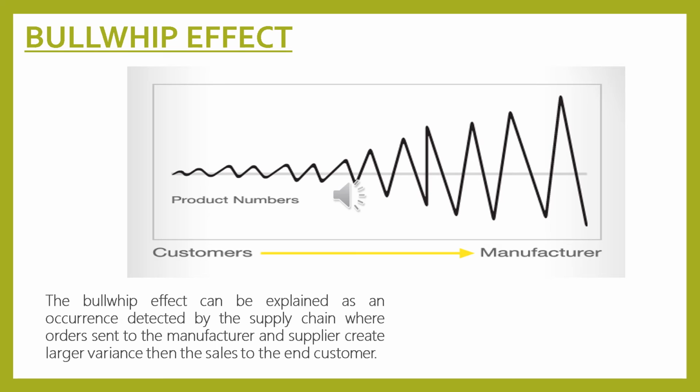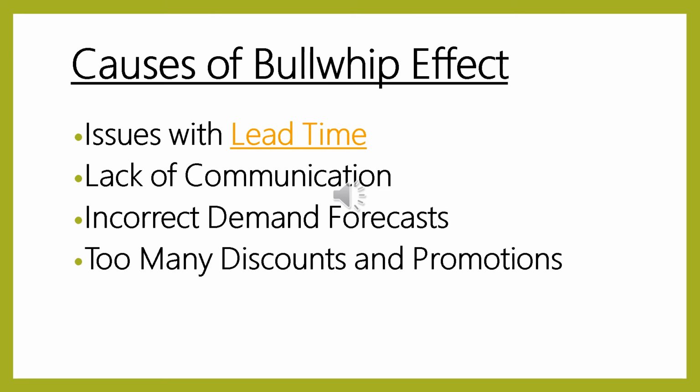These variances can interrupt the smoothness of the supply chain process as each link in the supply chain will over or underestimate the product demand, resulting in exaggerated fluctuations. There are many factors said to cause or contribute to the bullwhip effect in supply chains. And here are the most common causes of the bullwhip effect.